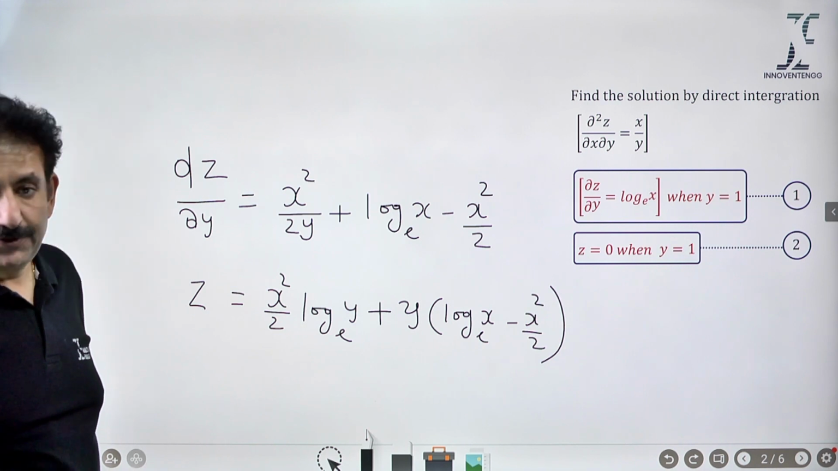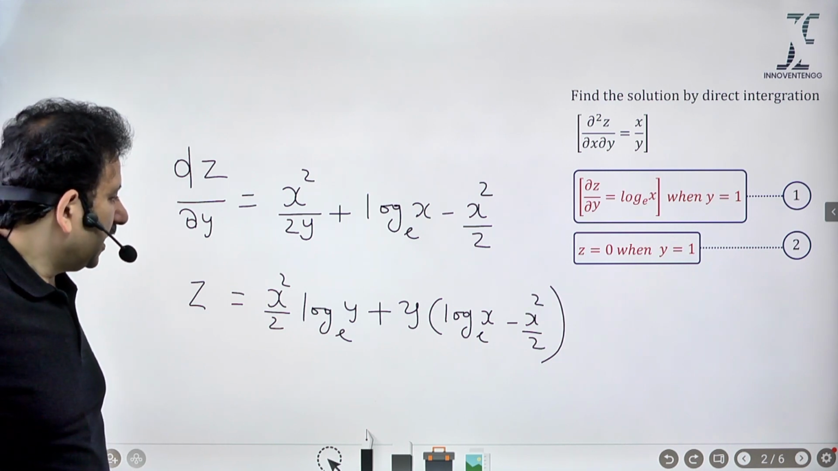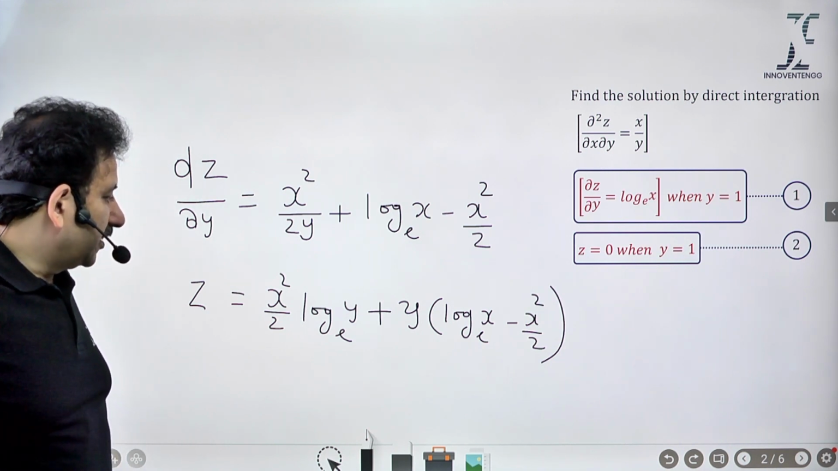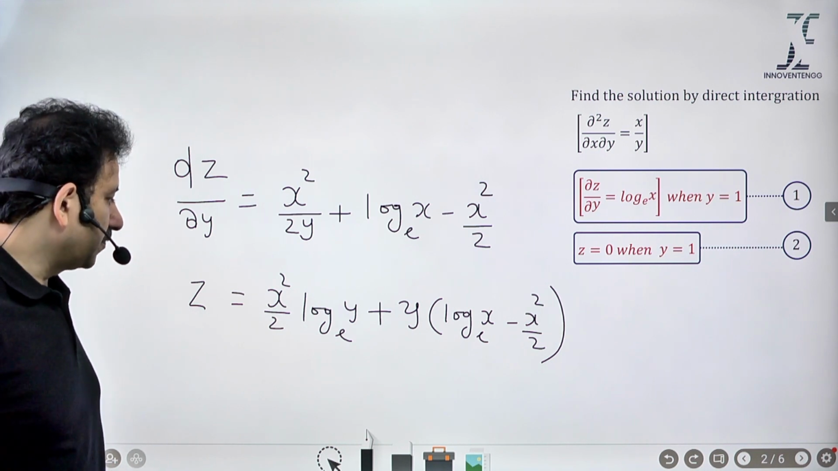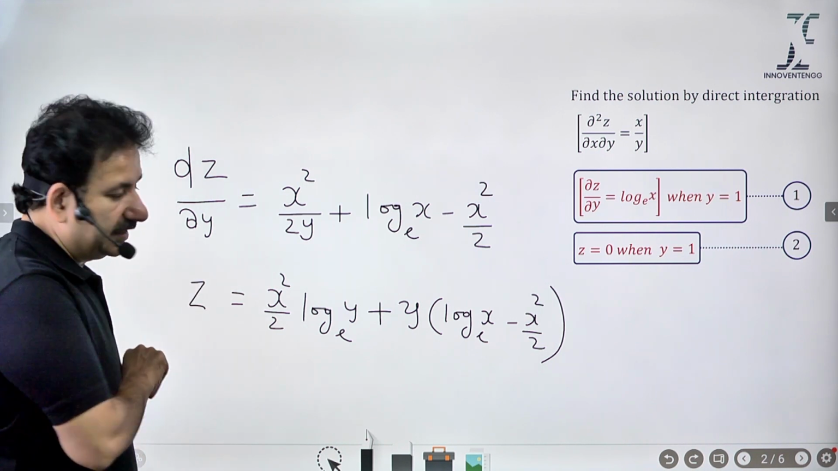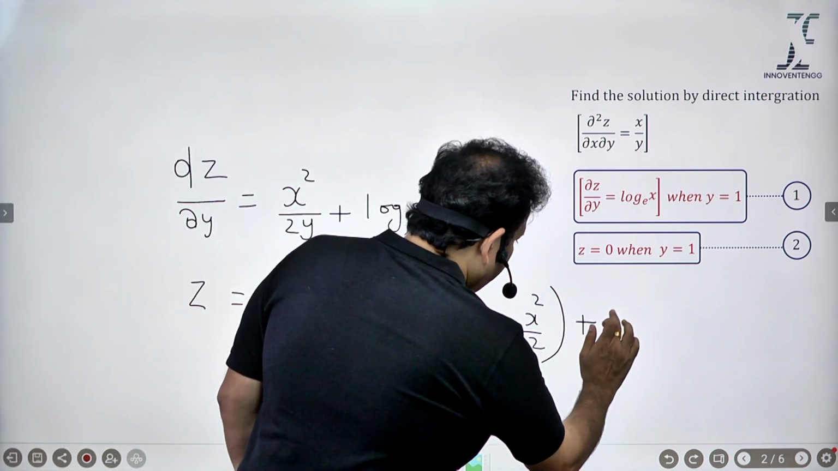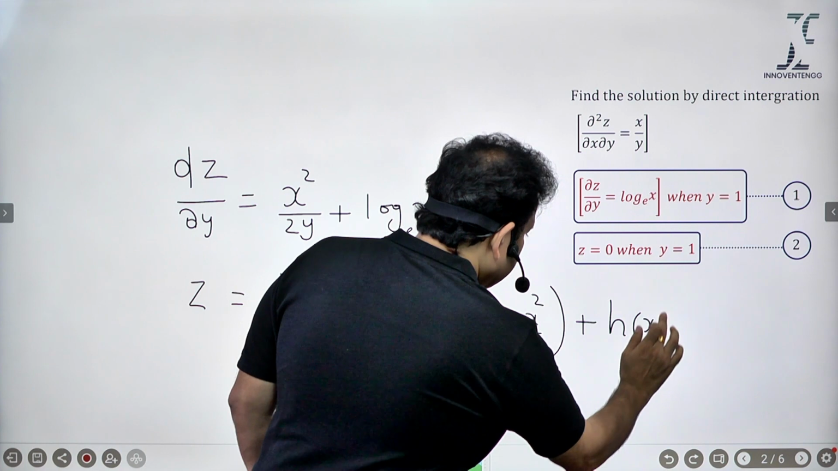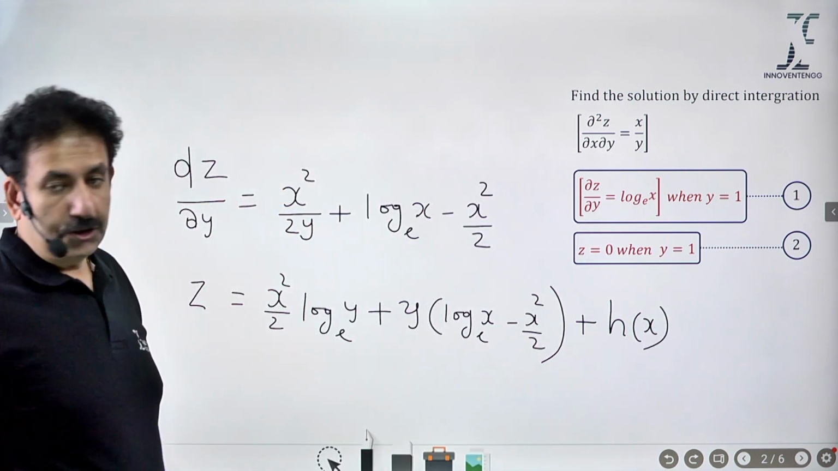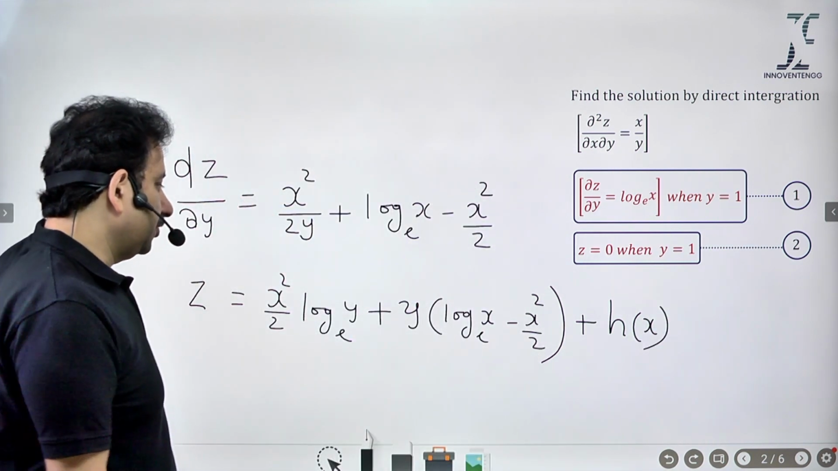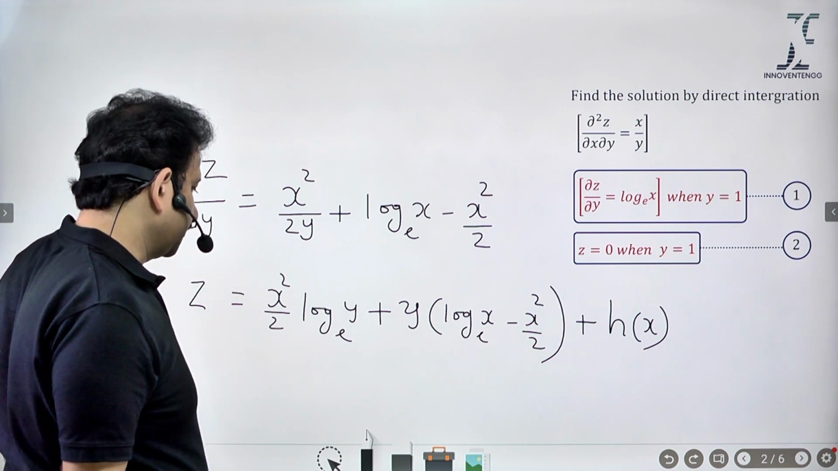And this integration would produce one more constant, but that constant this time would be a function of x. That has to be remembered carefully, because your order of integration is with respect to y. So that is going to be, let us call that h of x. Try to use symbols that are not used previously, so that you don't get into confusions.